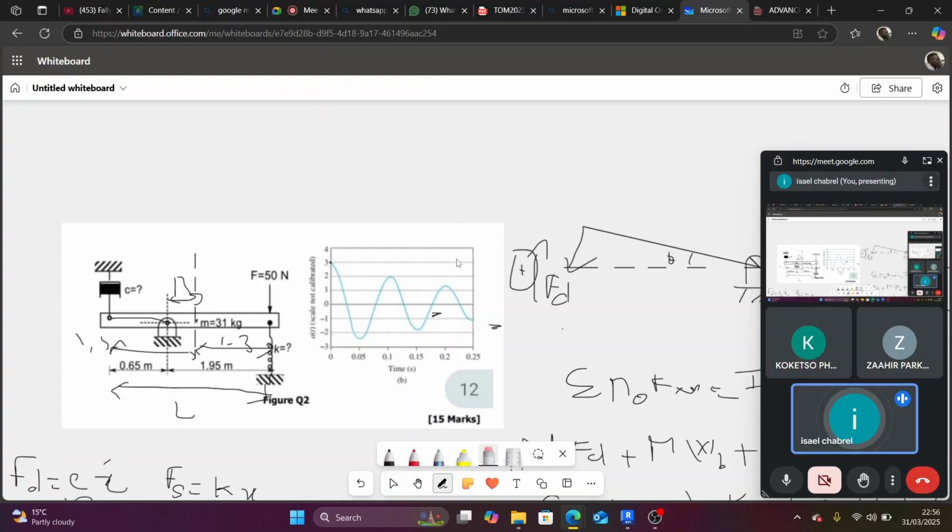Now, what about this? With this 50 newtons here, where would I now be able to see my acceleration there? Yeah, acceleration? I need to understand your question.